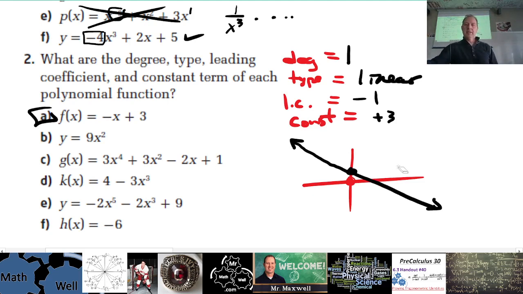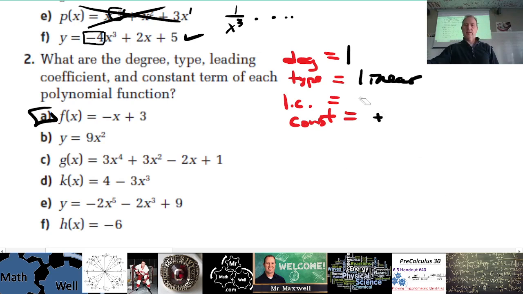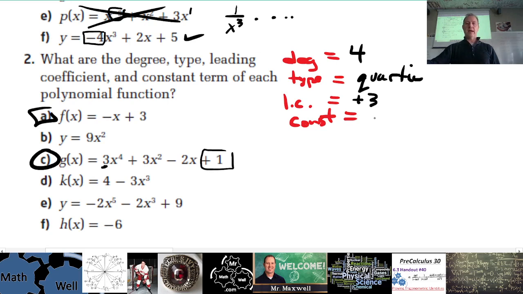Okay, let me skip down to C. Maybe let's do C here now. So C, the degree is 4. Good. The type is quartic. Yes, it is. The type is quartic. The leading coefficient is +3, or positive, because that's the number that's on that term that carries the degree of the polynomial. And the constant, is there a number that doesn't have a variable? Yeah, +1.